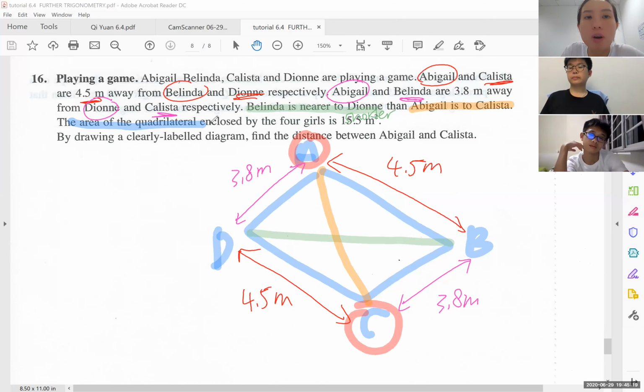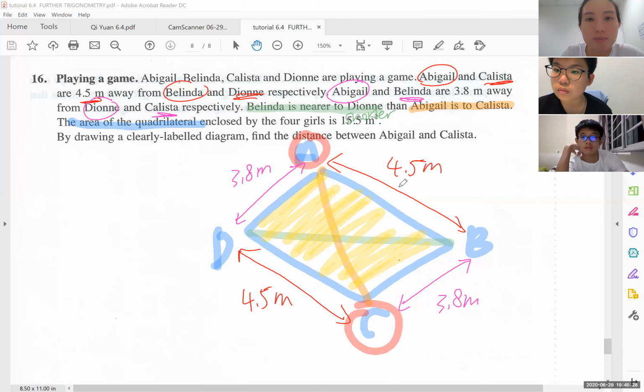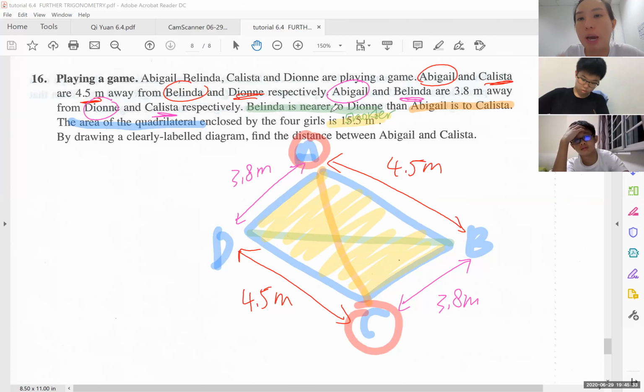And they say that the area of this whole quadrilateral, which I'm going to color in yellow, is 15.5. They ask you to find the distance between A and C, which means find the orange line. Definitely when you do it, you have two answers. For the orange line, are you taking the bigger answer or the smaller answer? The bigger answer. Yeah, there you go. And that's how you solve this 16. Got it? Okay.